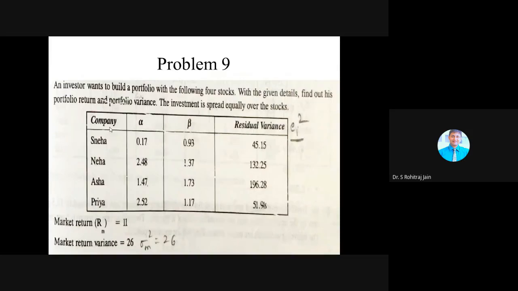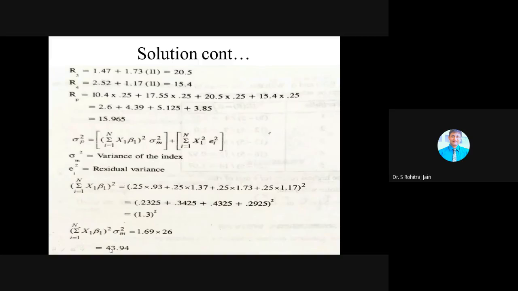Now, what else have they asked me to calculate? Market return variance. I'm repeating here, market return variance. So first we'll calculate the variance of the portfolio. Since they have given me alpha, beta, the variance is the summation of i equals 1 to n, X into beta multiplied by the variance of the market, plus the summation of i equals 1 to n, X into the residual variance, that is ei square, where sigma m square is the variance of the index or variance of the market, and ei square is the residual variance.